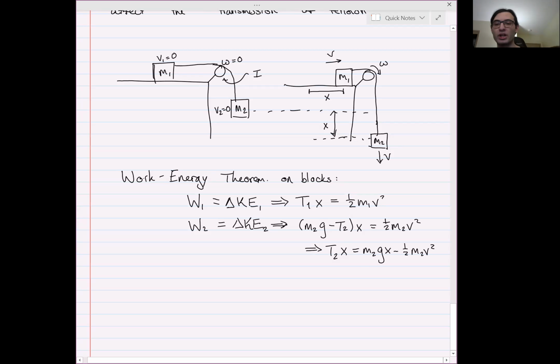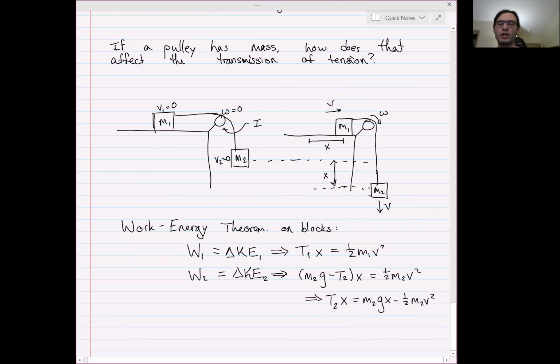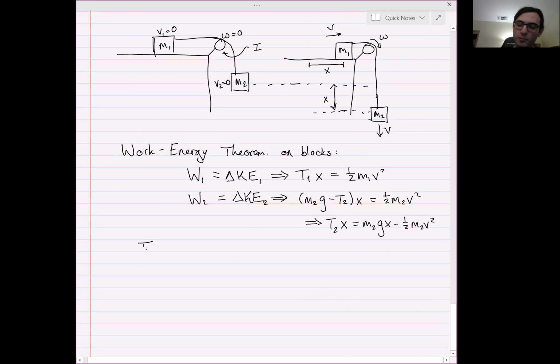Now this seems like we're not going anywhere yet. But remember, we initially were asking, how does a massive pulley affect the transmission of tension? When we talked about the transmission of tension in the past, when the pulley was massless, we assumed the tension on block 1 was the same as the tension on block 2. And that was a fair assumption because there was no extra energy or extra force going anywhere. However, now we might not be so certain because there's another object in our system at play. So if we want to compare the tensions on the two objects, we would just subtract them, right?